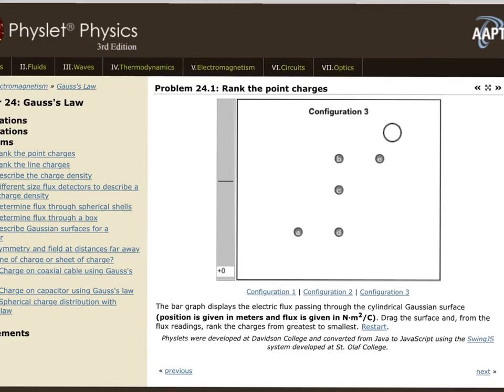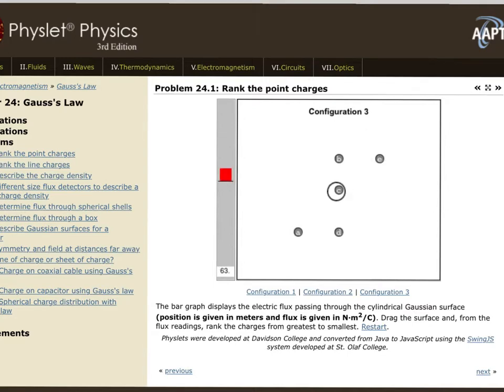Okay, Lab 1, Activity 1. You have 3 different configurations of charges, and you have a flux detector, a cylindrical or spherical flux detector. When you use it to surround the charge, it measures the net flux through the detector. So if there's no charge, there's no flux.